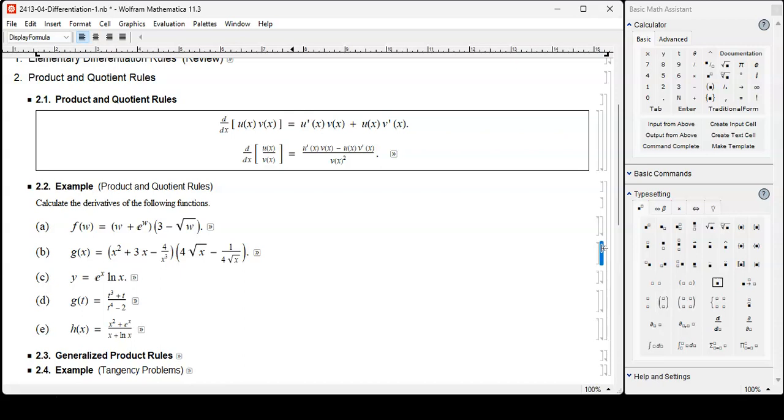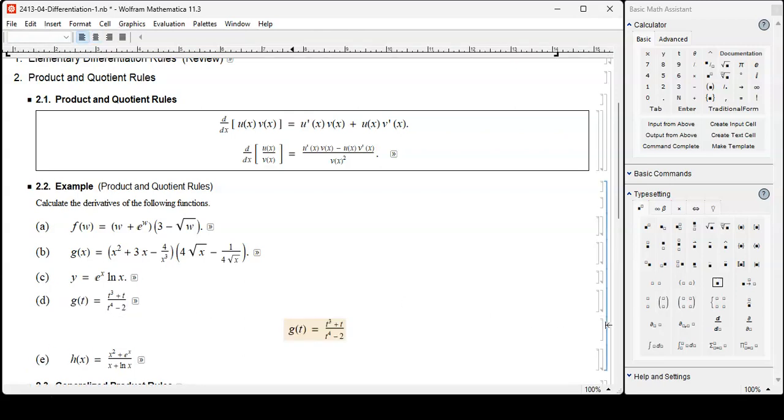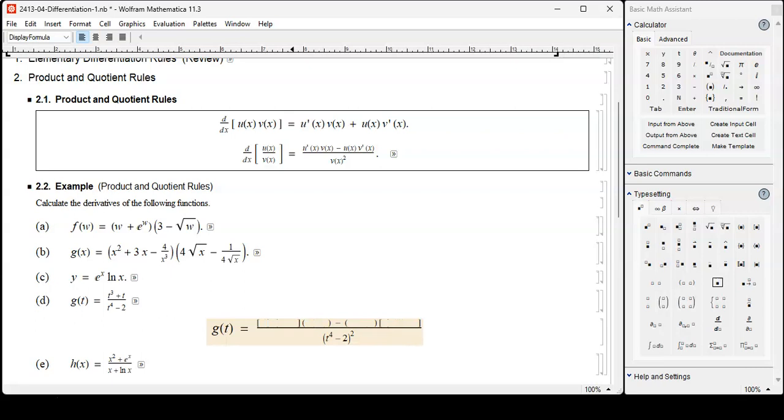And let's do the same thing to quotients. So this is the one. And let's expand the font. And look at this. We need denominator squared. And then in the numerator, I have something very, very close to the product rule. The derivative of the numerator times the denominator minus the numerator times the derivative of the denominator.